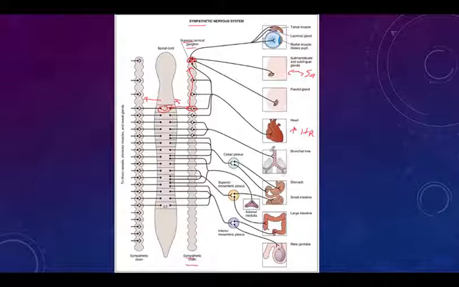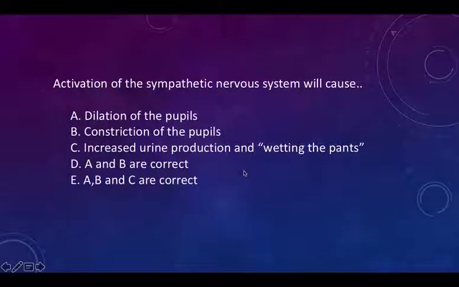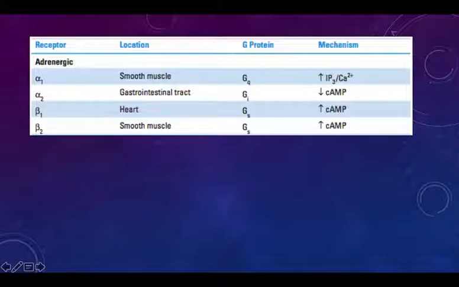Anything else I want to talk about? I think I'm good. And this is a good table to remember where these different receptors are mainly located. And I'll put a line here because we'll talk about this stuff later. The Gq, Gi, Gs. The alpha 1, smooth muscle. Alpha 2, GI tract. Beta 1, heart. Beta 2, smooth muscle. So there's more to this, but that's another general table.